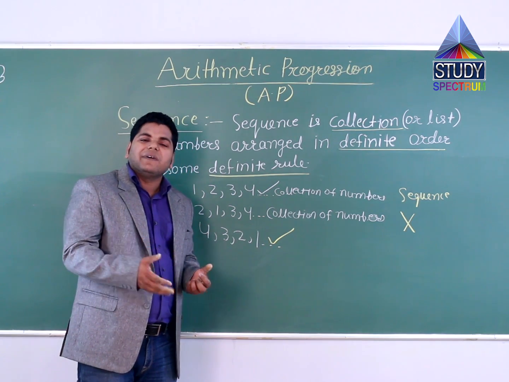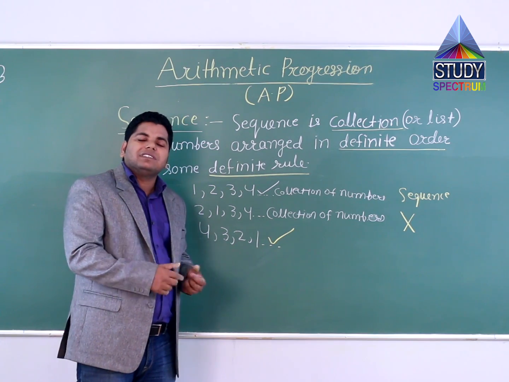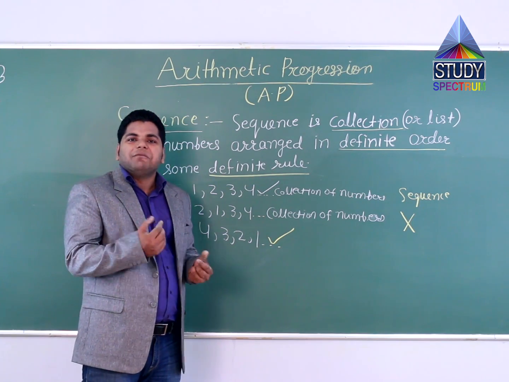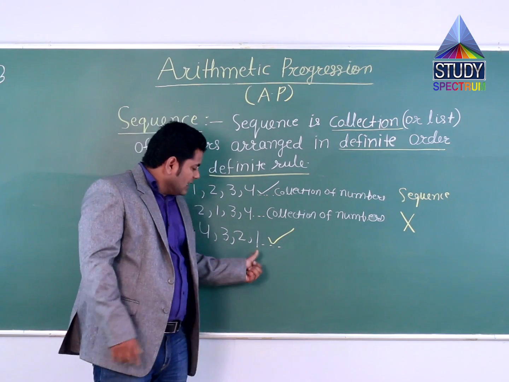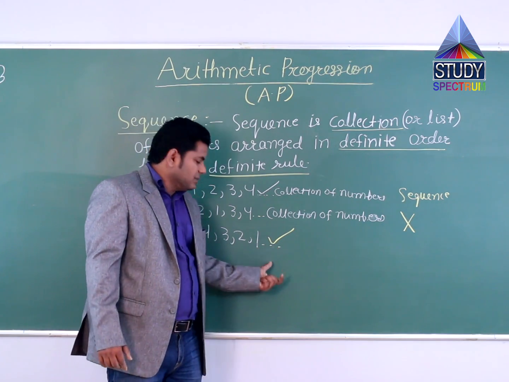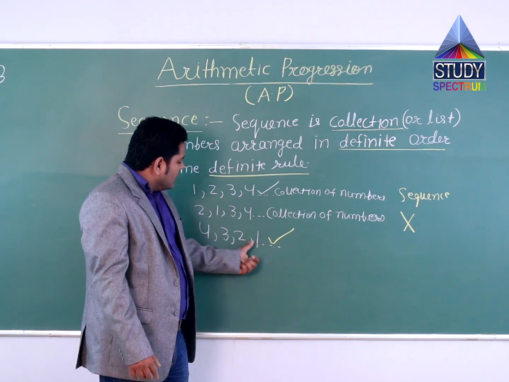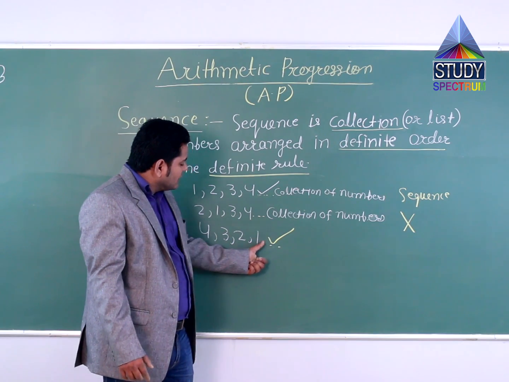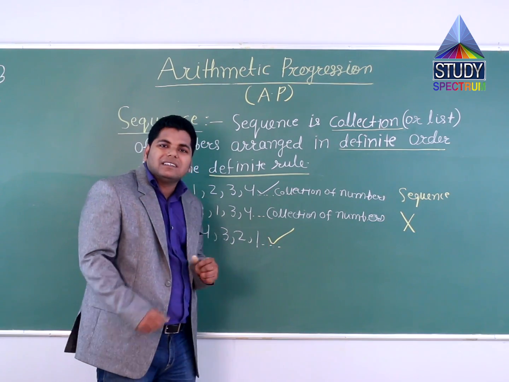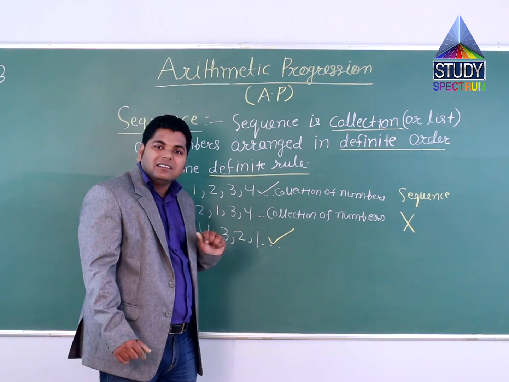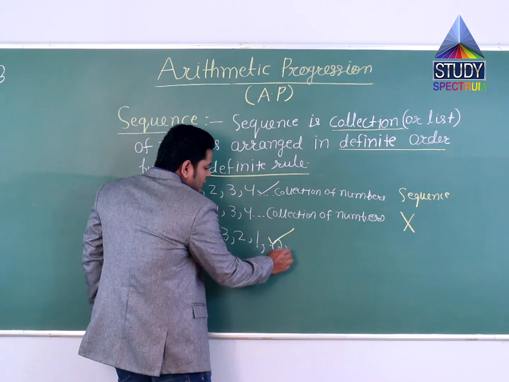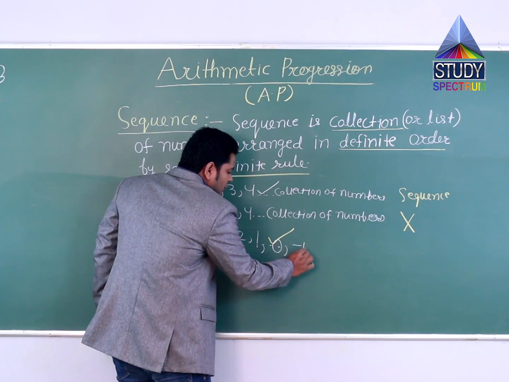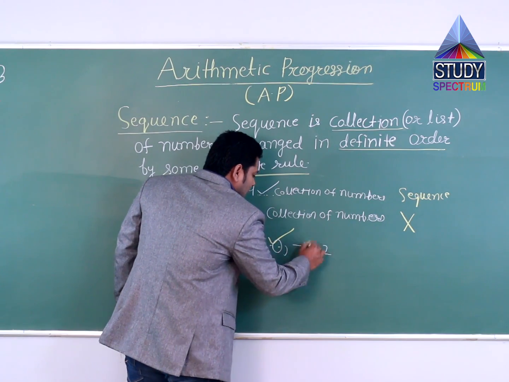If there is a finite number of terms in a sequence, that sequence is called a finite sequence. If you write dot dot dot, it means there are infinitely many terms after this. After 1, what will the next term be? 1 less than 1, that is 0. So the next term in this sequence will be 0. The next term will be 1 less than 0, that is minus 1.